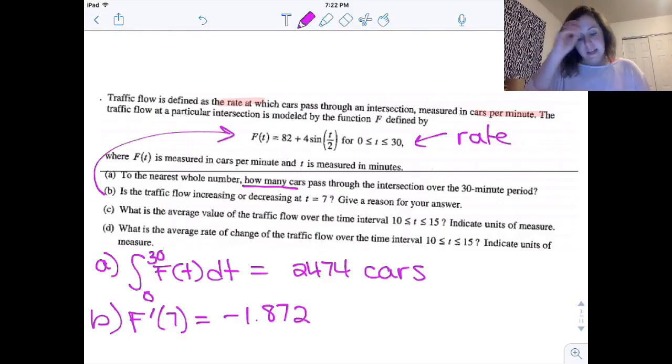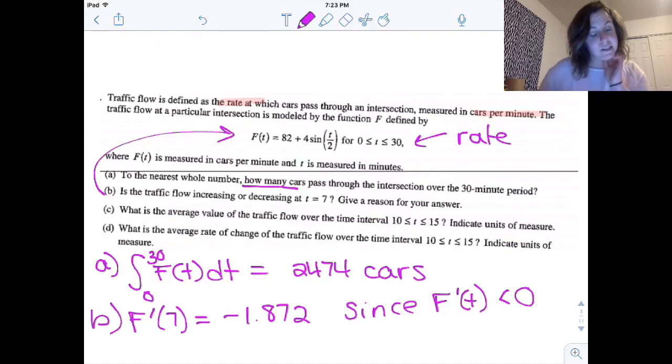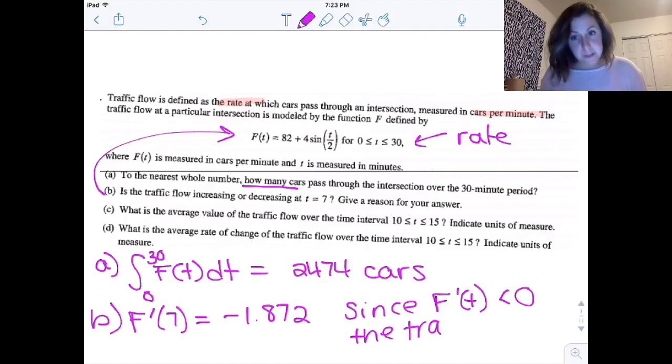And now I need to think about what that means. So I see here that the traffic flow, that rate, is negative, right? That rate is negative. So since f prime of t is less than 0, the traffic flow is decreasing.